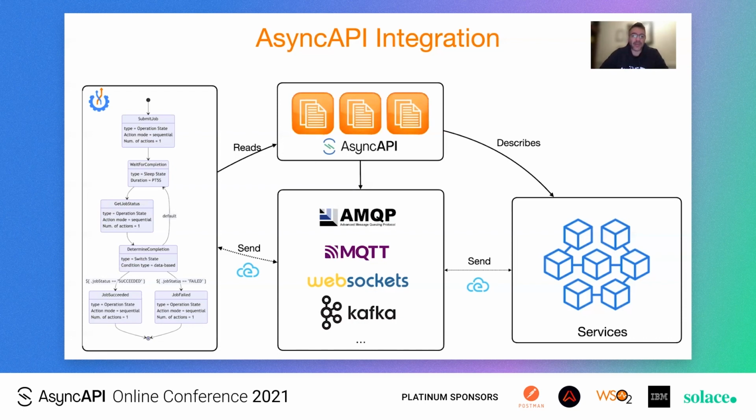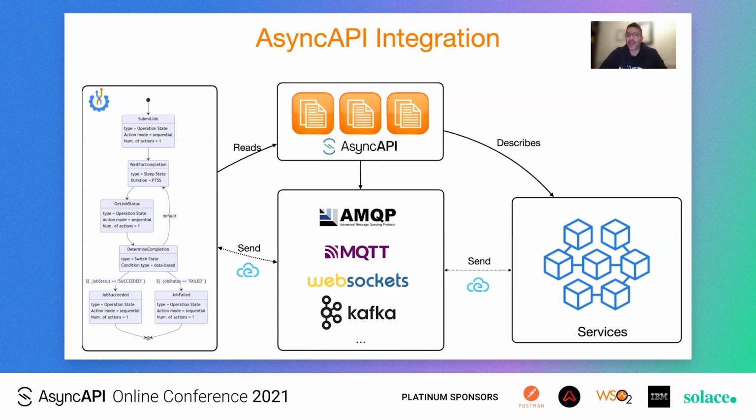It is all defined with AsyncAPI rather than being hard-coded or proprietary inside the DSL itself. So the idea is that the serverless workflow definition utilizes AsyncAPI to define how these functions or services have to be invoked, and then AsyncAPI provides all the information to the runtime that executes the workflow definition on how to actually do that.